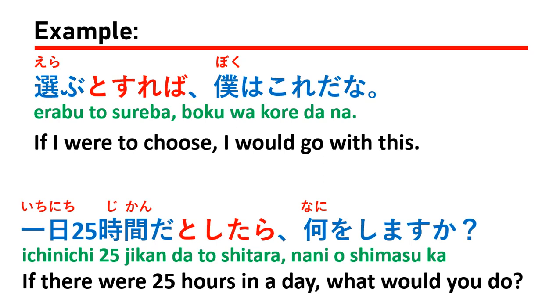Let's consider the first example in here. They use the verb 選ぶ with the grammar とすれば, right? When you use the verb, it can be the casual form. In this case, it is in the dictionary form, so no problem for this one. 選ぶとすれば means that if I were to choose, right? 僕はこれだな. I would go with this, or I will choose this one, something like this.